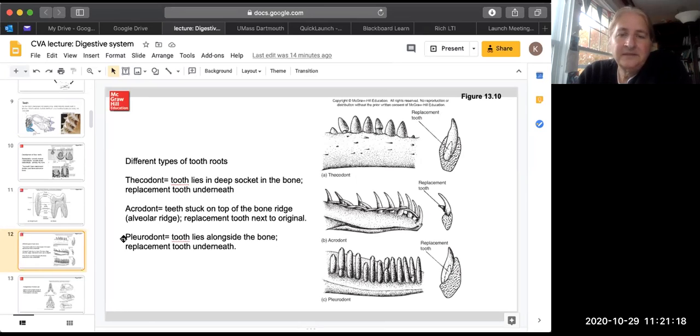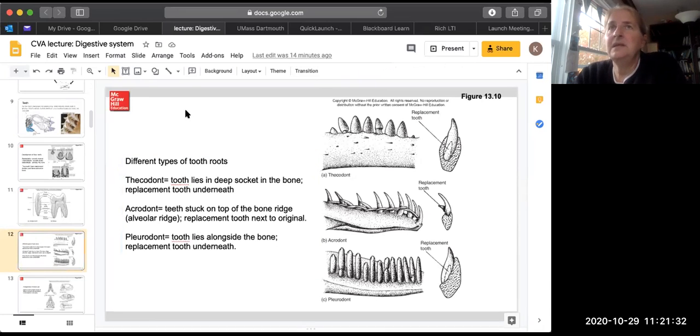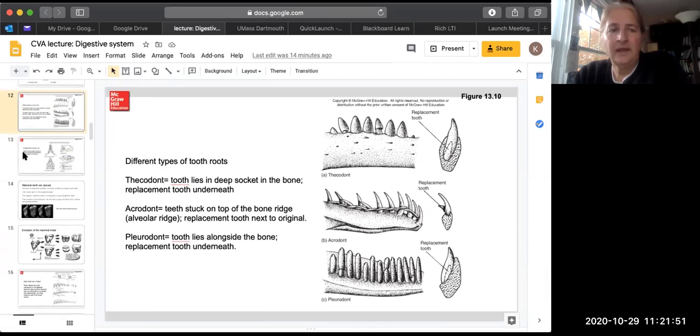And then pleurodont tooth is where the tooth lies alongside the bone like this. So this is actually very helpful in studying the relationships in the fossil record, because the teeth and bone are some of the hard structures that persist in the fossil record. So these types of tooth roots and how the teeth are arranged next to the bone are helpful characters for developing phylogenies.